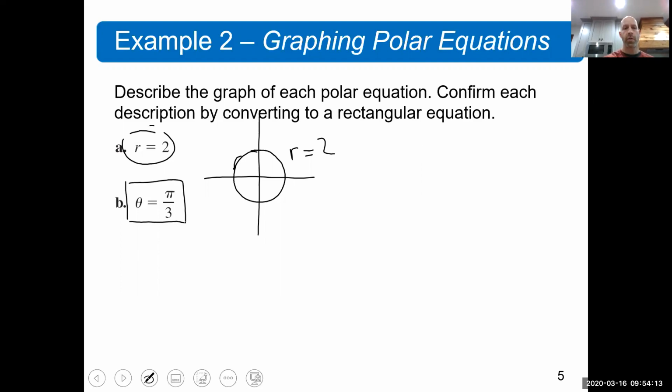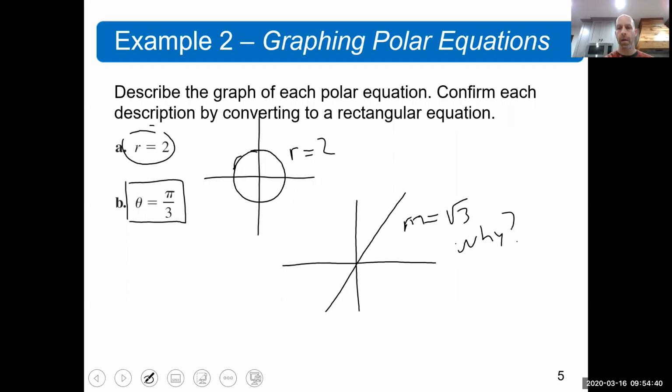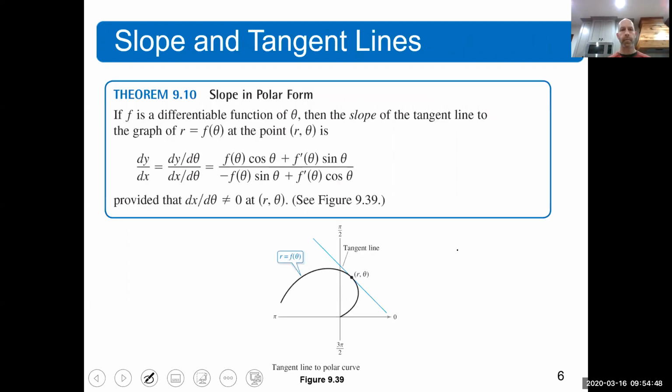For theta equals pi over 3, well, that's going to be all the points where the angle is pi over 3. So that is roughly a line going through the origin with a slope of square root of 3. This is m. Sorry. Why or how did I get the square root of 3? Hopefully you can use the definition of theta to figure that out.